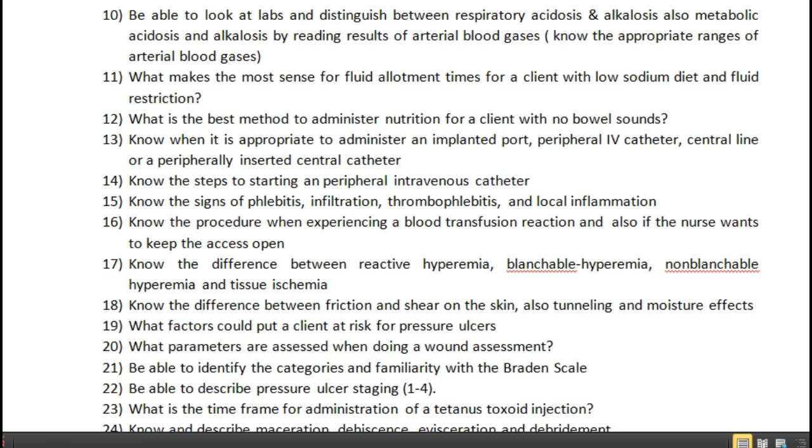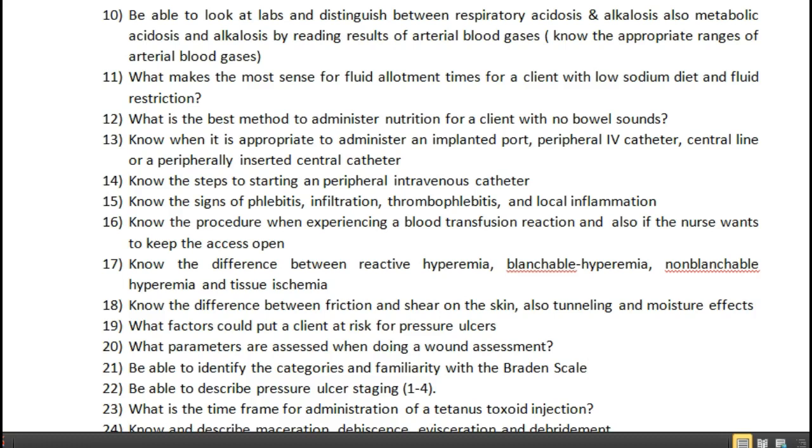Okay, know the signs of phlebitis, infiltration, thrombophlebitis, and local inflammation. I'll explain this to some people in lab. So we'll start with phlebitis. Phlebitis is basically when you have inflammation of a vein. And I want you to be real clear on phlebitis. Think about the word itis.